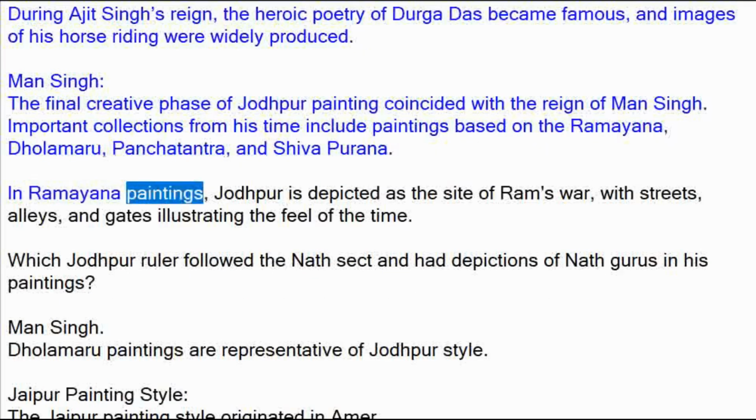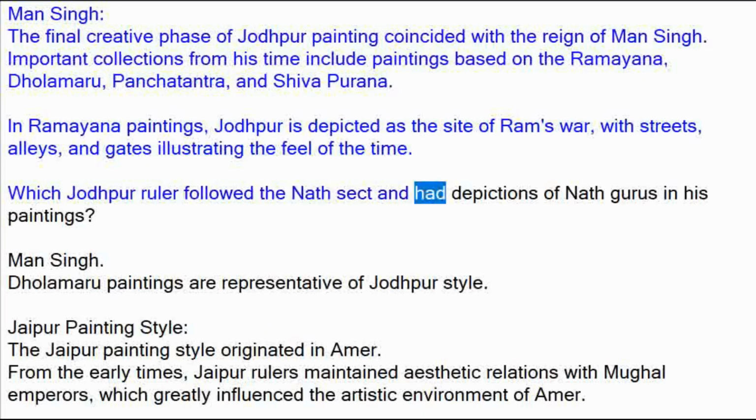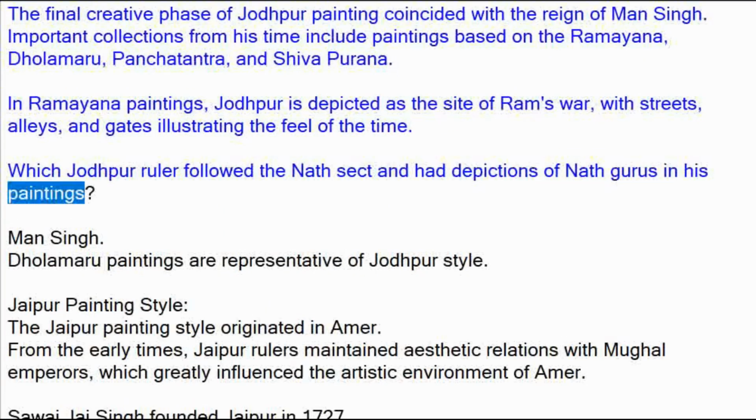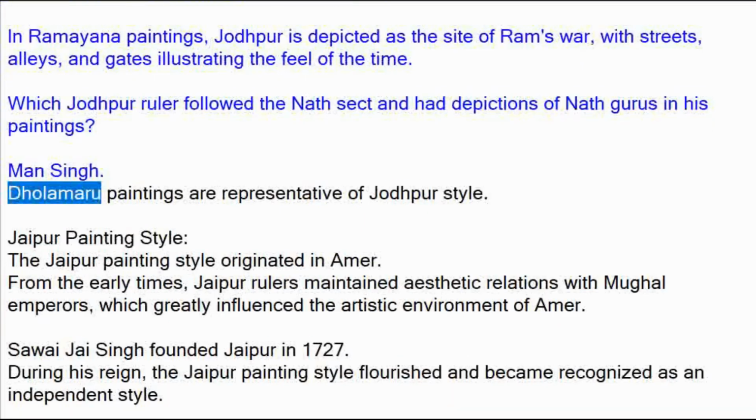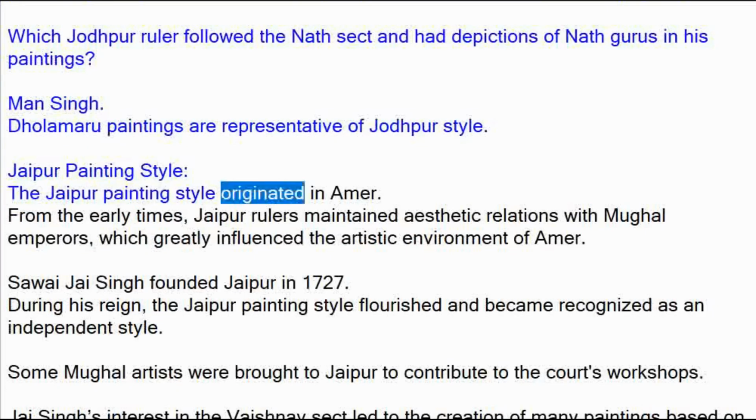In Ramayana paintings, Jodhpur is depicted as the site of Ram's war, with streets, alleys, and gates illustrating the feel of the time. Which Jodhpur ruler followed the Nath sect and had depictions of Nath gurus in his paintings? Man Singh. Dhola Maru paintings are representative of Jodhpur style. Jaipur painting style. The Jaipur painting style originated in Amber.